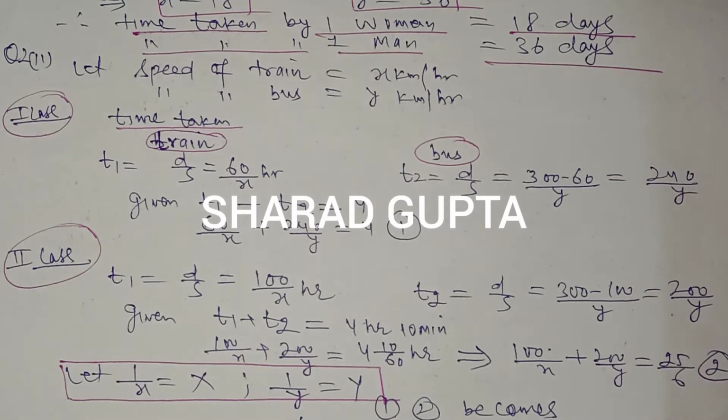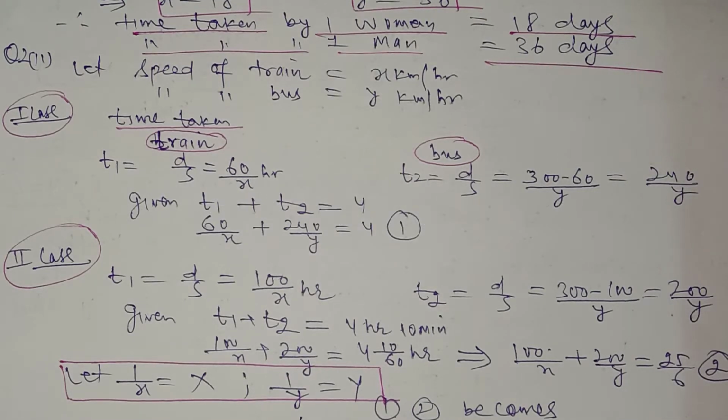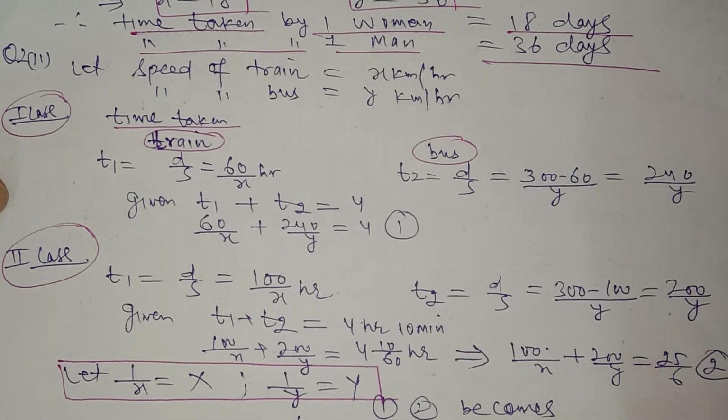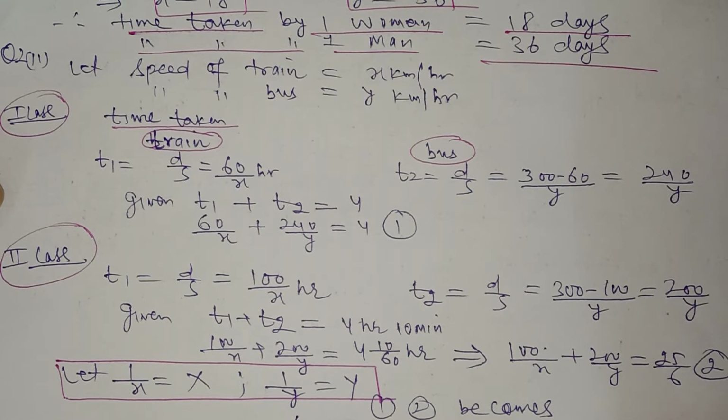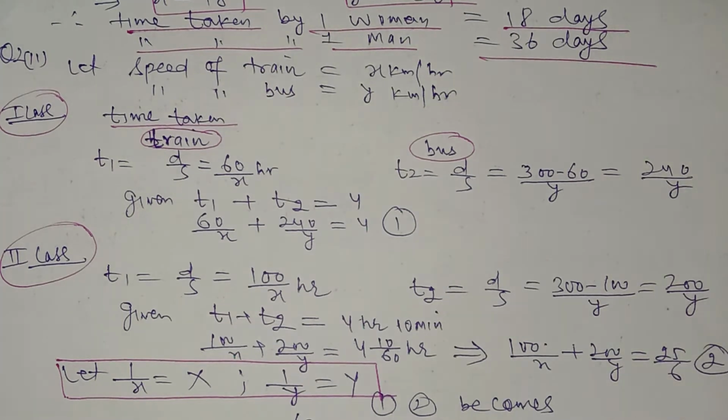So this is lecture number 10 for the chapter Linear Equations in Two Variables for class 10th, and we're discussing exercise 3.6. Let us take question number 2. In the second part, it is given that if the distance traveled by the train is 60 kilometers, then the time taken to travel the distance is 4 hours, and when 100 kilometers are traveled by the train, the time is 4 hours and 10 minutes.